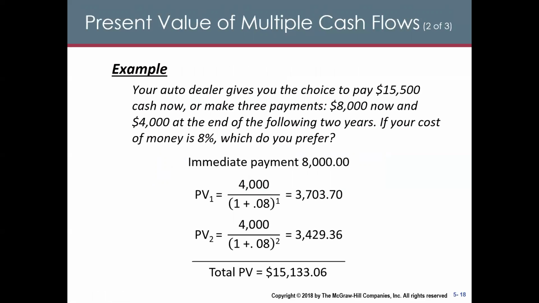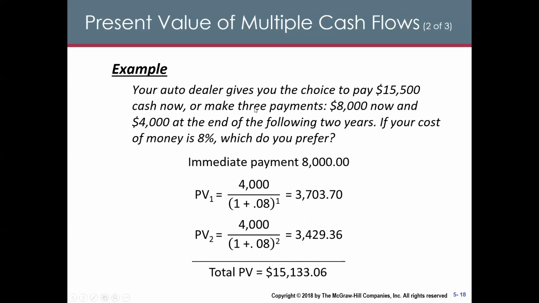Suppose your auto dealer gives you the choice to pay $15,500 cash today, or you can choose to make 3 payments. You can pay $8,000 today, and $4,000 at the end of each of the following 2 years. Suppose the cost of money is 8%. Which payment choice will you prefer? So the cost of money is 8%. It's the discount rate for you here.